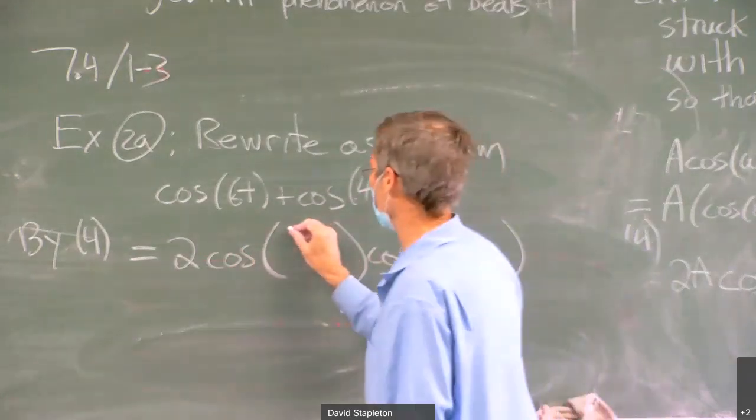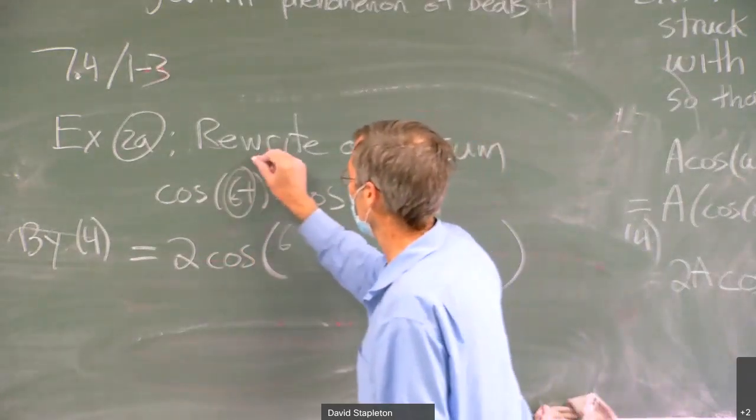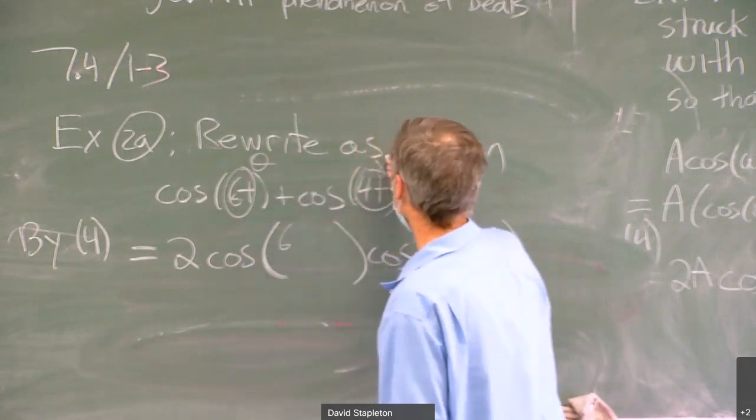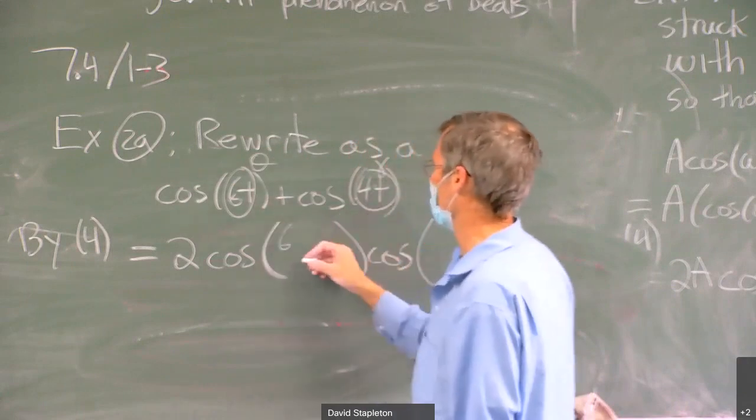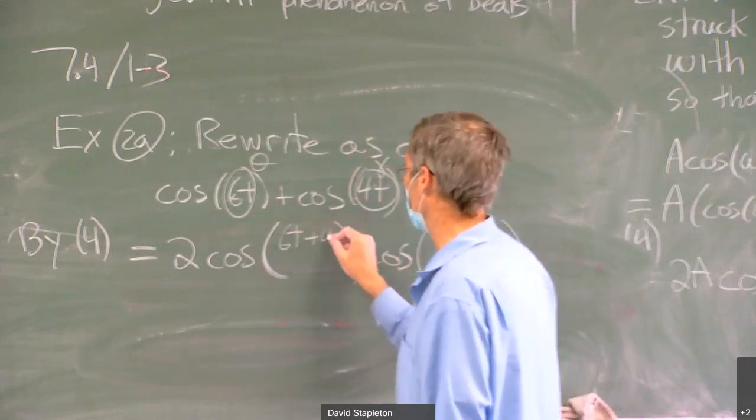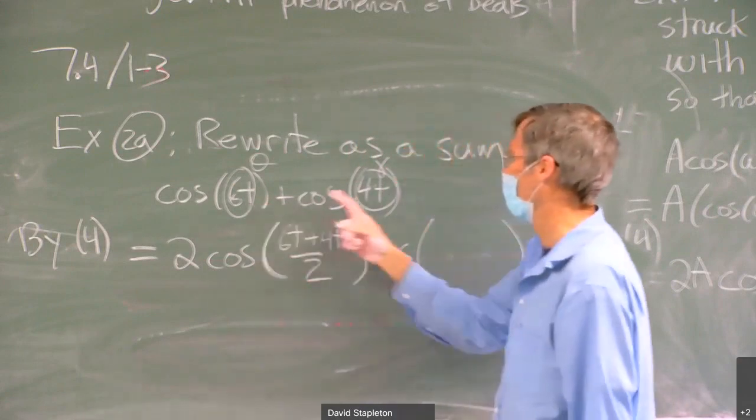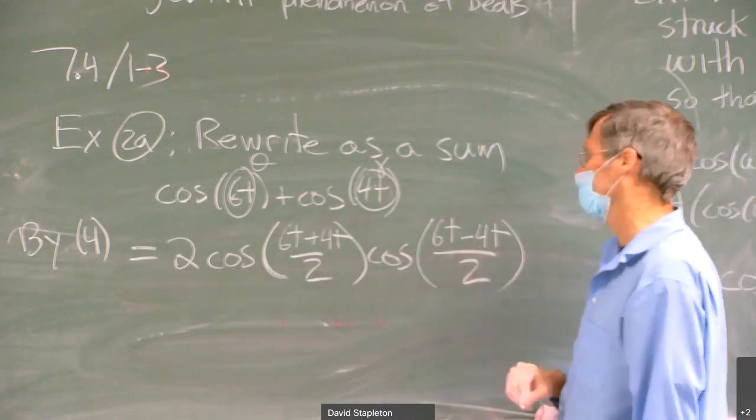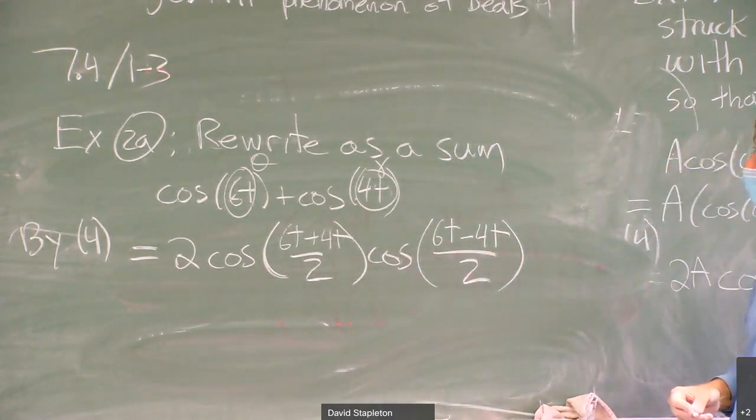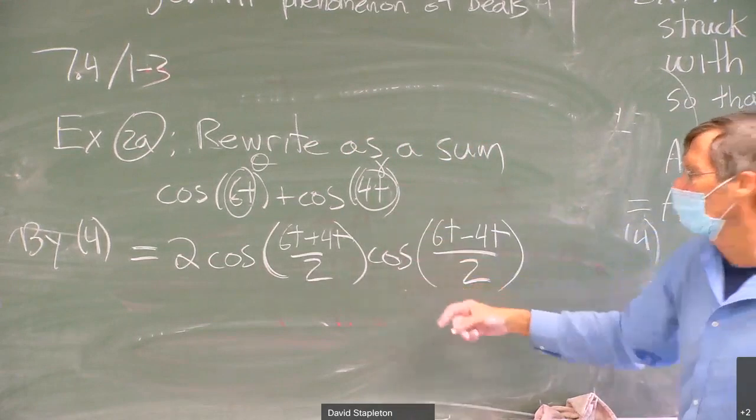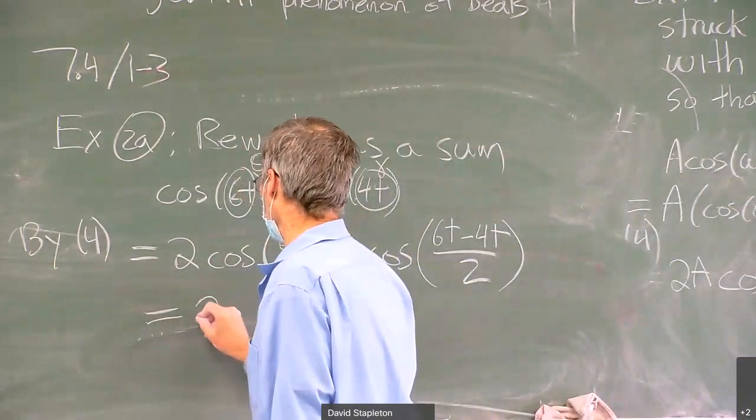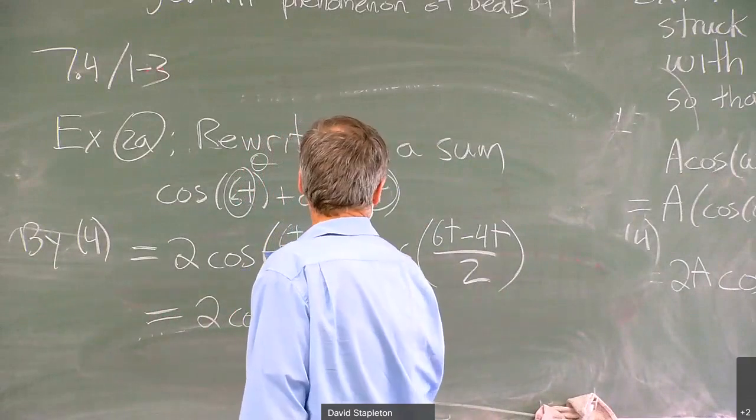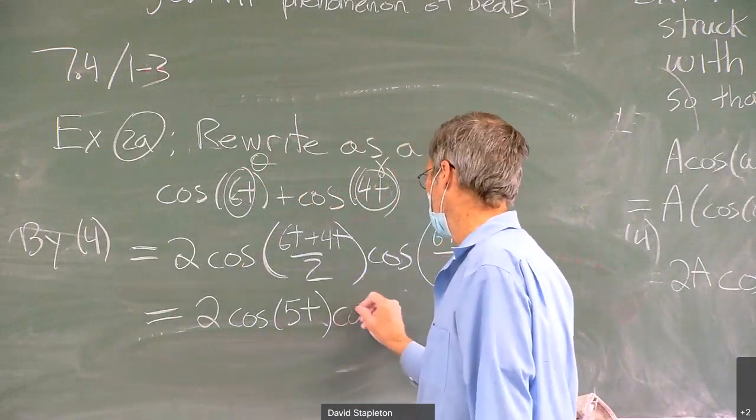What you do is put in one of these, alpha, if you call this, I think I call that theta and gamma. I'll put theta plus gamma over 2, so I'll put 6t plus 4t over 2. And then I'll put theta minus gamma over 2, 6t minus 4t over 2, right? That's it. By equation 4, this sum is equal to this product. And now I just reduce a little. 2 cosine 10t over 2 is 5t. 2t over 2 is t.